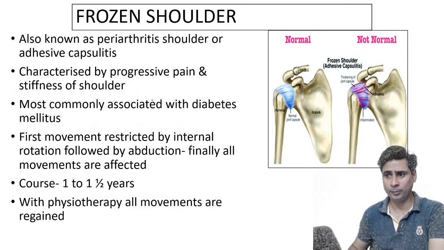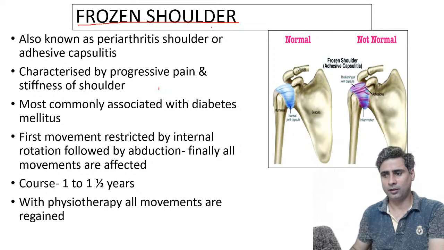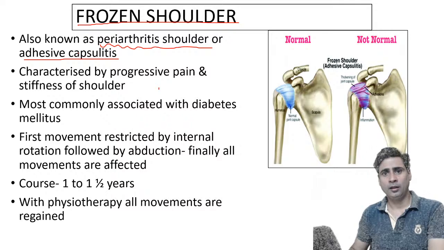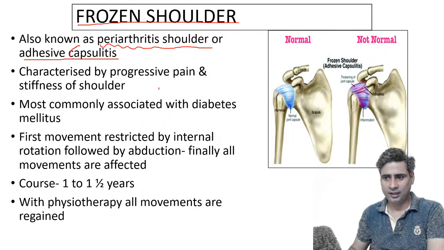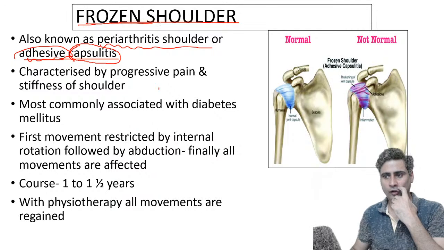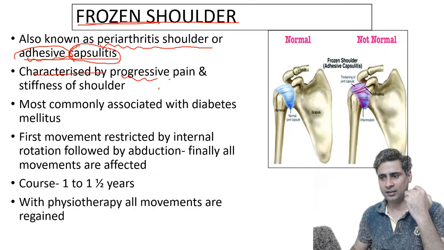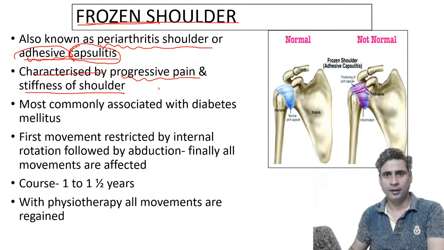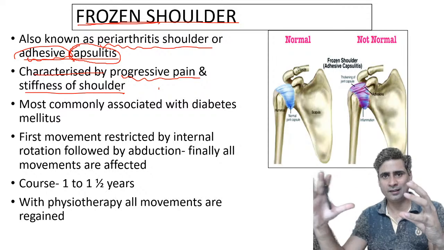Now the next important topic for your university exam is frozen shoulder, also known as periarthritis shoulder or adhesive capsulitis, because due to inflammatory contracture in capsule of shoulder joint, there are adhesions which lead to pain and stiffness. So this frozen shoulder is characterized by progressive pain and stiffness of shoulder. It has characteristic course and stages.